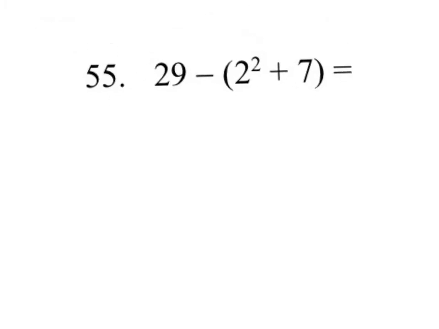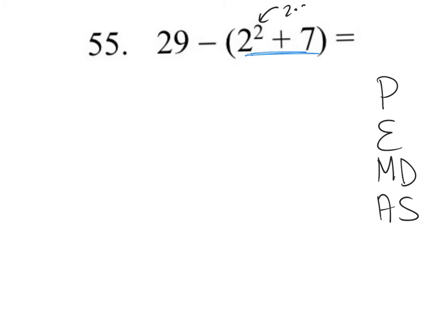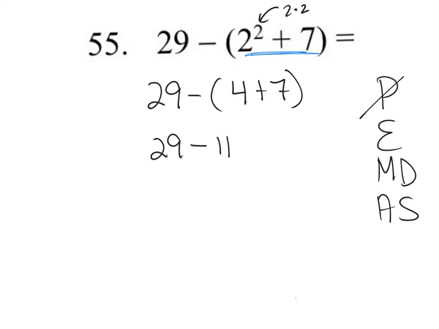Okay, last order of operations problem is number 55. So we have, once again, I'm writing our helpful tips. So we have parentheses, so we need to do the thing in the parentheses first. So we are going to take care of this. And then we have 2 squared, which means 2 times 2, which is 4. So we have 29 minus parentheses 4 plus 7. We're still in parentheses, so we now need to add what's in the parentheses, which gives us 11. So parentheses are taken care of, no more exponents, no multiplying and dividing, so we can subtract, which gives us 18.